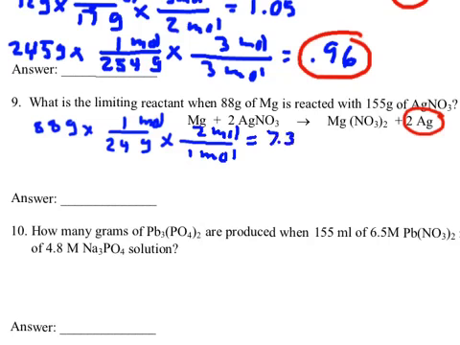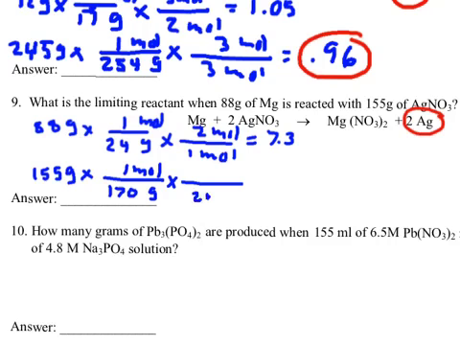Now I'm going to take 155 grams of silver nitrate, AgNO3. Now, how many grams does it take to make 1 mole of AgNO3? If I look on the front side, it turns out it takes 170 grams equals 1 mole. And therefore, I'm going to look here and say, well, it takes 2 moles to make 2 moles. So 2 moles makes 2 moles.